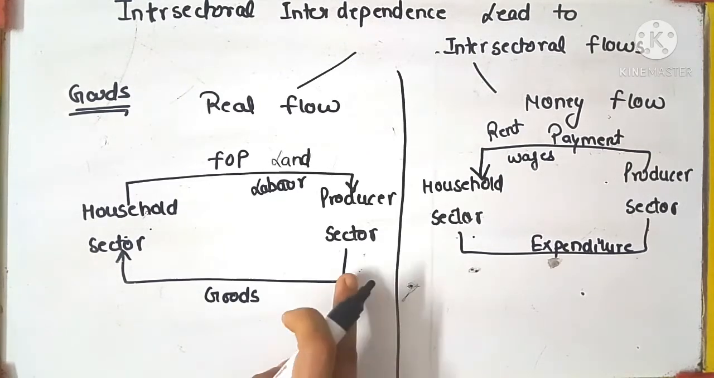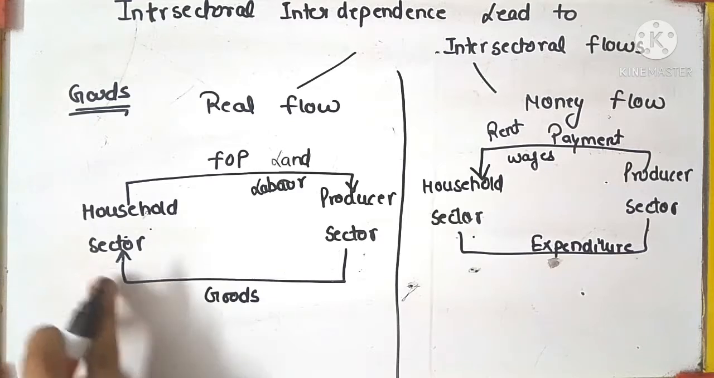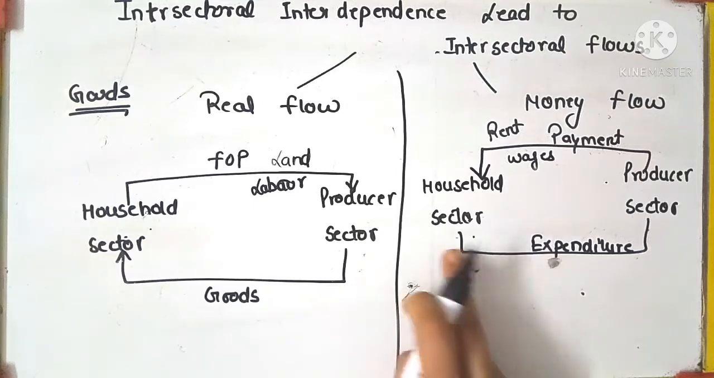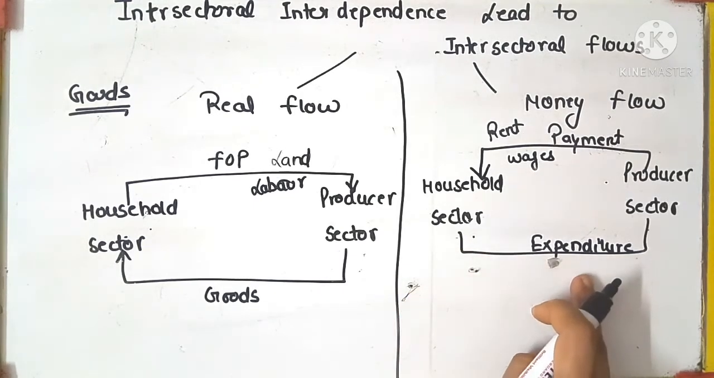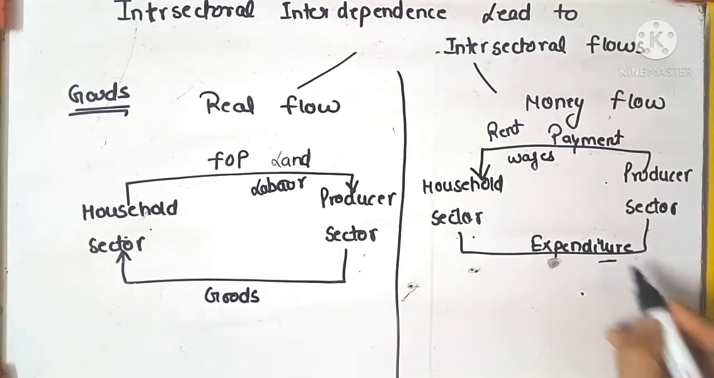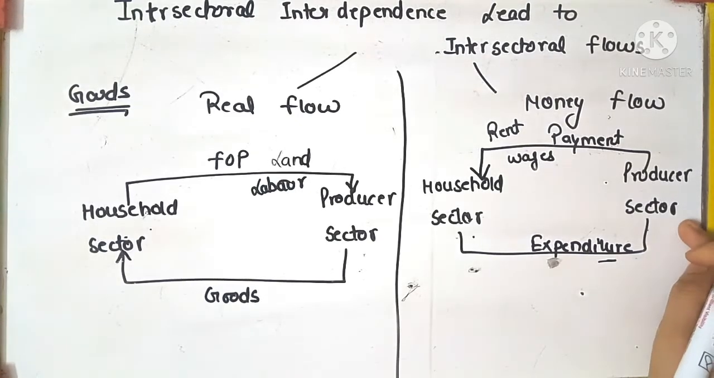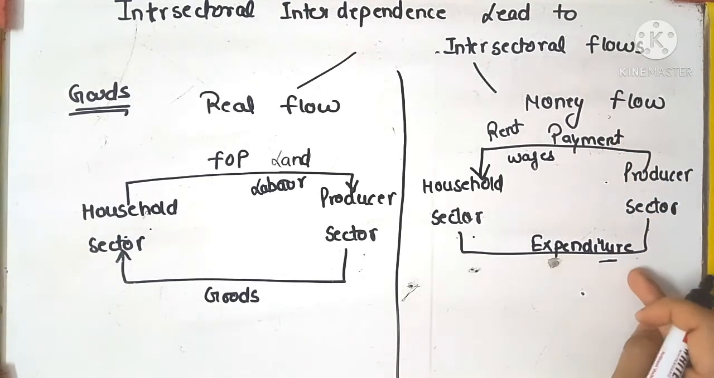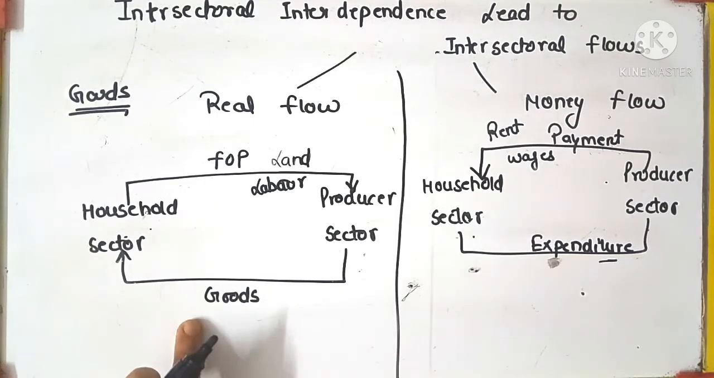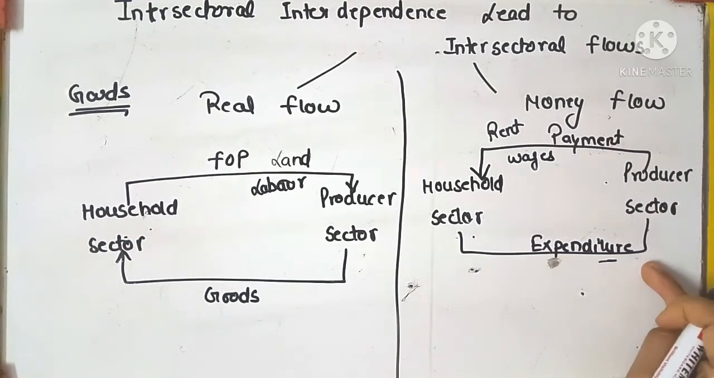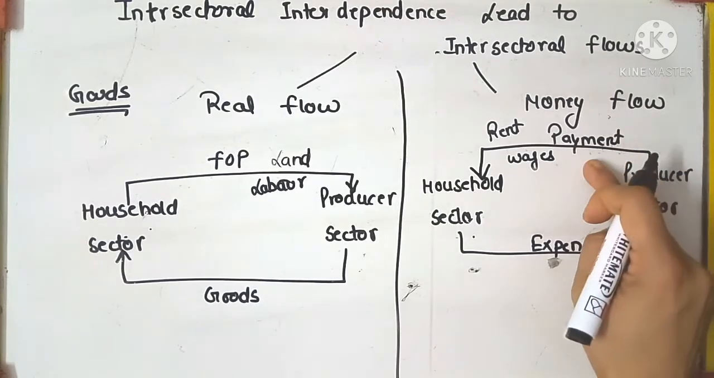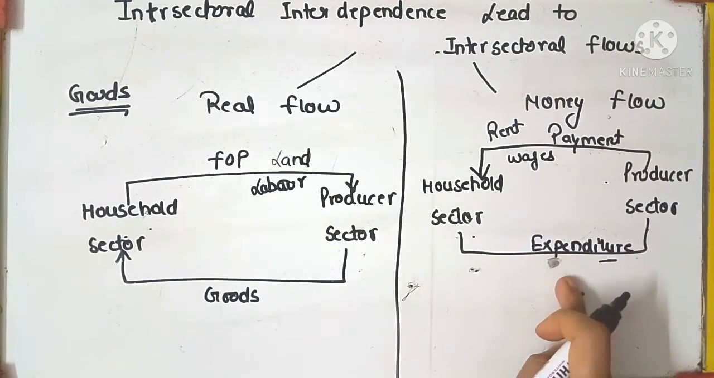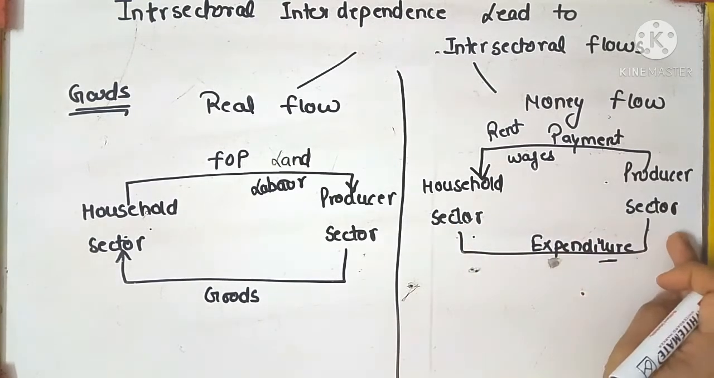Now, the second case: the producer sector provides goods to the household sector. This is a real flow, but here while they are buying the goods, they also spend their money on these things. That is the expenditure, and that is received by the producer sector. In this case, the money flow is there. Here we are not discussing anything about goods and services or factors of production. Here we discuss the payment. In this case, payment is given by the producer to the household. In this case, expenditure is done by the household and that is received by the producer sector.